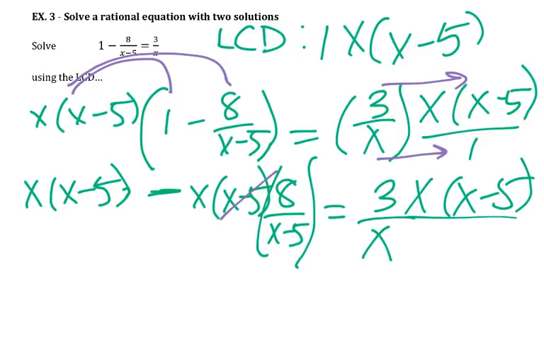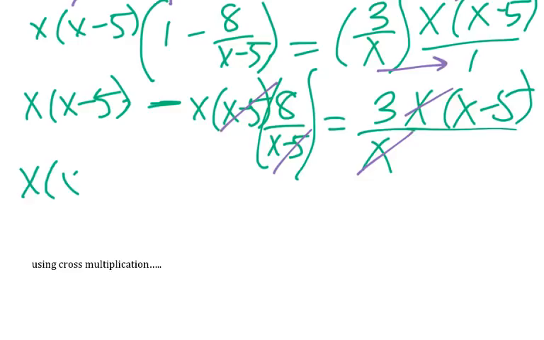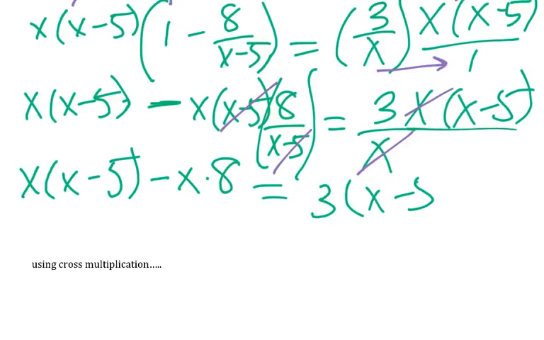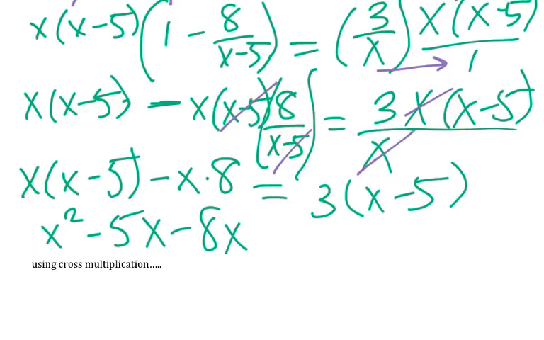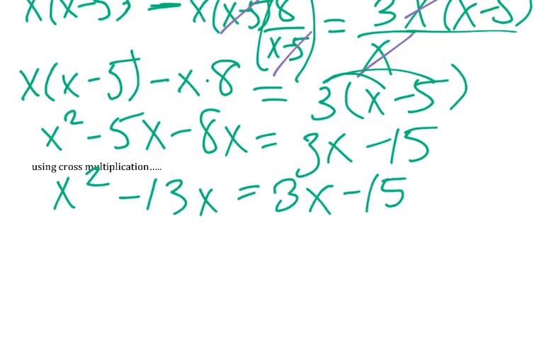So on the left-hand side, x minus 5 and x minus 5 cancel out. On the right-hand side, x and x cancel. So this leaves me with x times x minus 5 minus x times 8 equals 3 times x minus 5. So that gives me x squared minus 5x minus 8x equals 3x minus 15. So be careful to distribute. Then this is x squared minus 13x equals 3x minus 15.